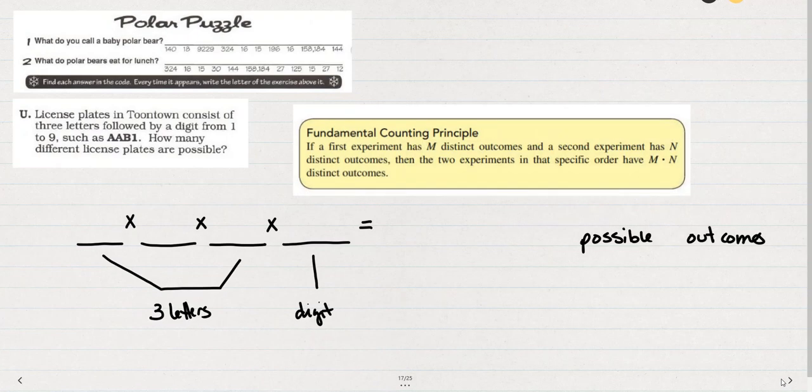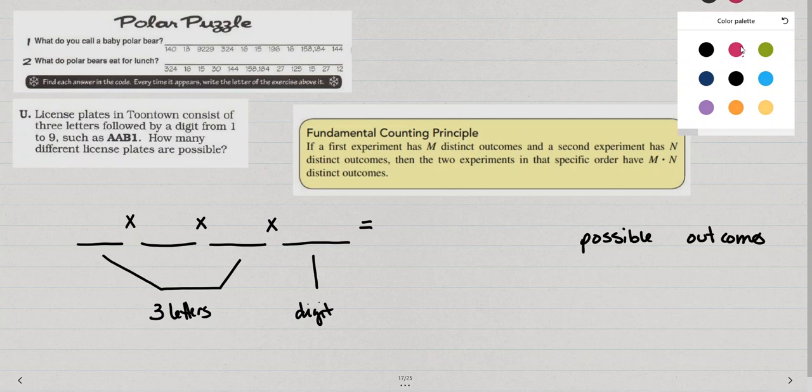Another example, and we're not going to worry about a tree diagram for these examples, because they get quite involved and there are so many outcomes that a tree really isn't sensible at all. But for making a license plate in Toontown that consists of a total of 4 characters, where the first 3 characters are letters and the last is a digit from 1 to 9, here's how we'd apply the fundamental counting principle.